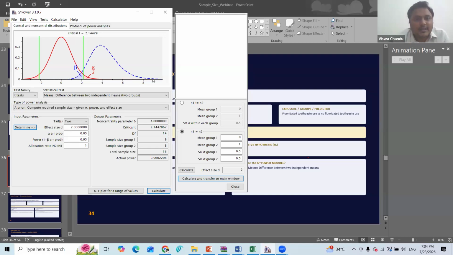And this is your alternative hypothesis curve. So notice what happened. Your critical line is here. This is your alpha region, which I showed you previously, and this is your beta region. Now I'll do one thing. Just remember the amount of overlap here.